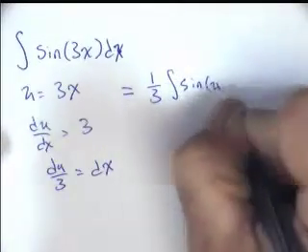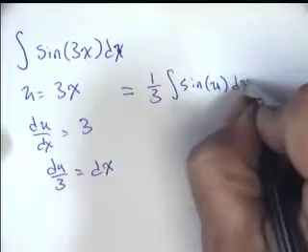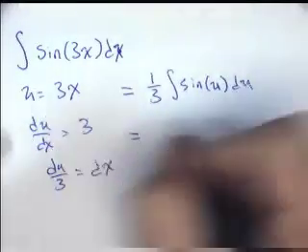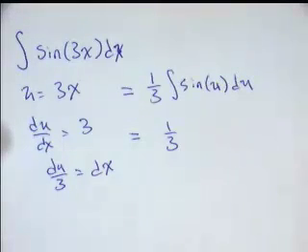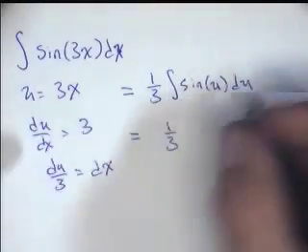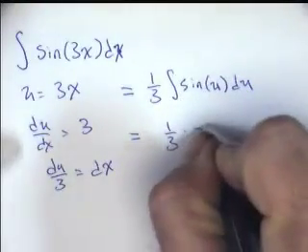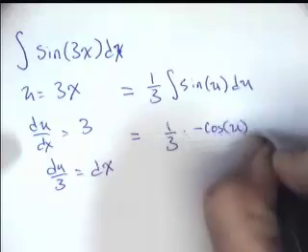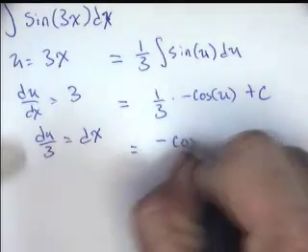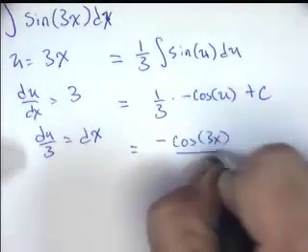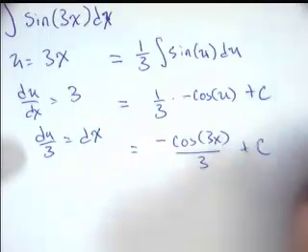We're going to use the letter u this time. And this is 1/3. The antiderivative of sine, well, let's see, the derivative of cosine is minus sine, so the antiderivative of sine is minus cosine, plus a constant, and that gives us minus cosine 3x over 3 plus a C.